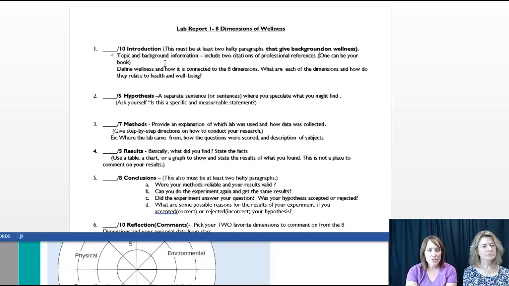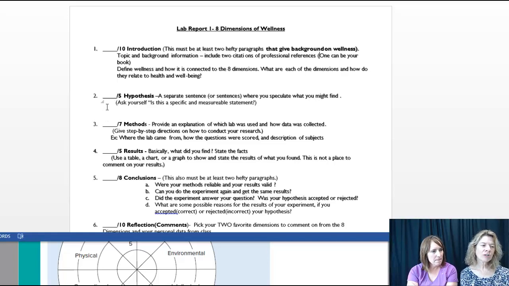At the end of your introduction, you're going to include a purpose statement. What is the purpose of this lab report? The purpose of this lab report is to identify the 8 dimensions in college students and identify strengths and weaknesses. So that would be a very simple purpose statement that you could include for this lab report.